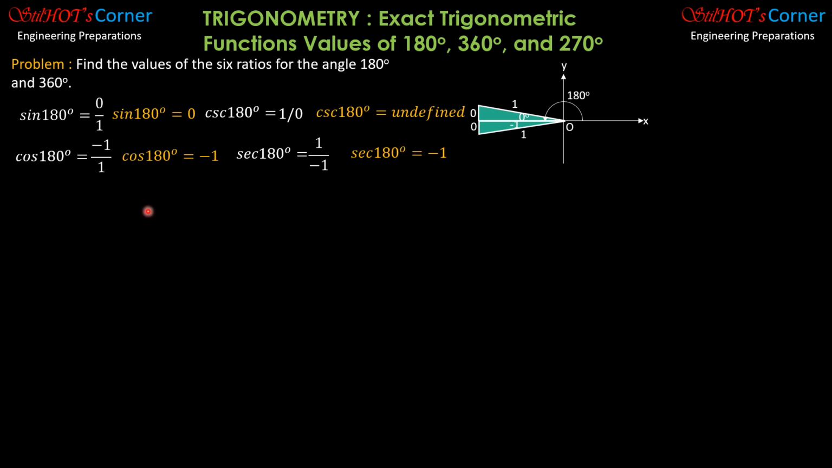Then for the tangent of 180 degrees, it is y, which is opposite 0, over adjacent -1. Tangent 180 degrees is 0. 0 over -1, so it is 0. Then the reciprocal of tangent, cotangent of 180 degrees, is -1 over 0, and therefore it is undefined.